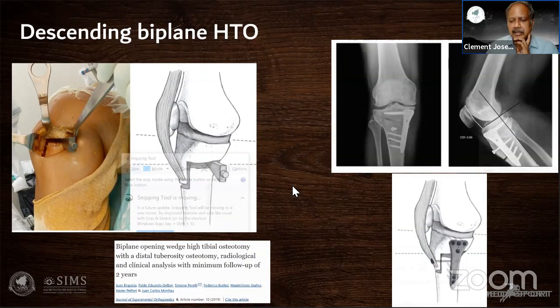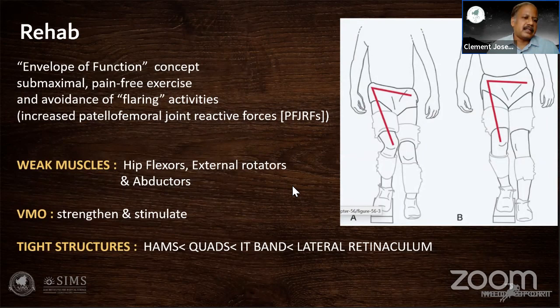So rehab is very important. To sum up, always address the weak muscles. In this case, mostly they'll be hip flexors, external rotators, and abductors. And VMO has to be strengthened, but without overloading the patellofemoral joint. And muscle electrical stimulation is very, very important. Usually the tight structures would be hamstring, quadriceps, IT band, and lateral retinaculum. One has to focus on all these concepts when you are rehabilitating these patients.